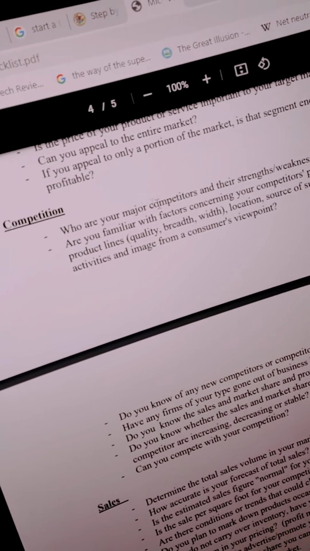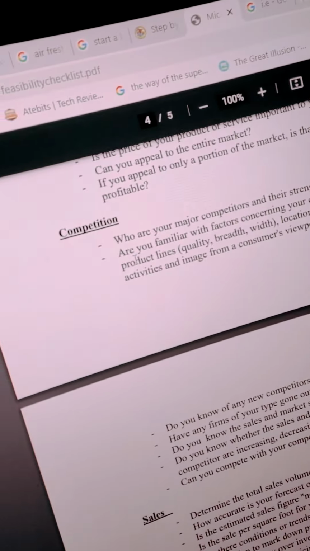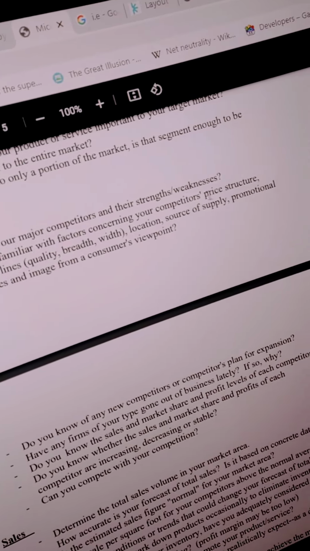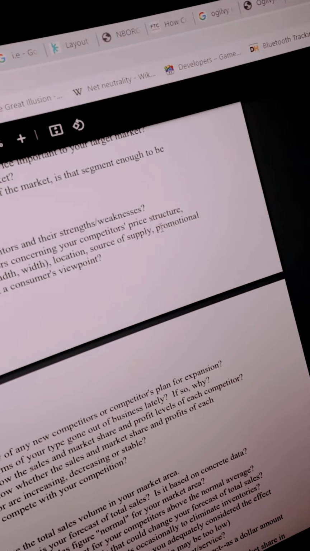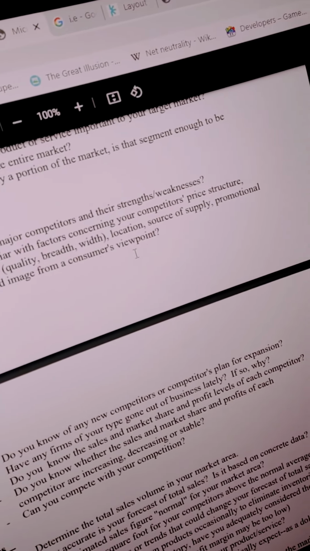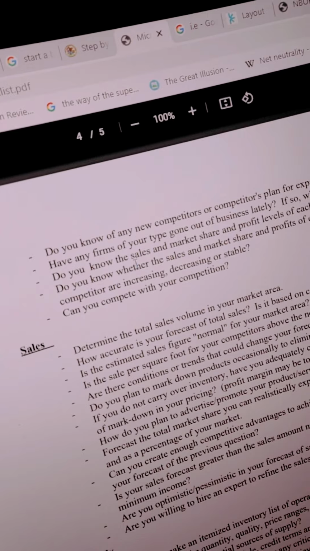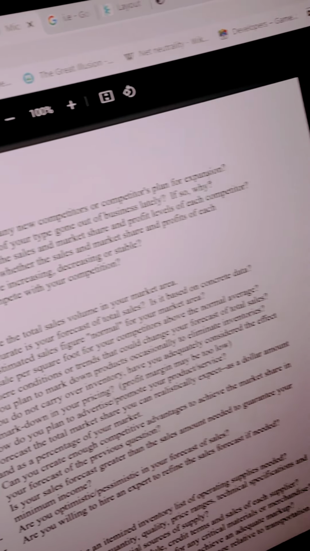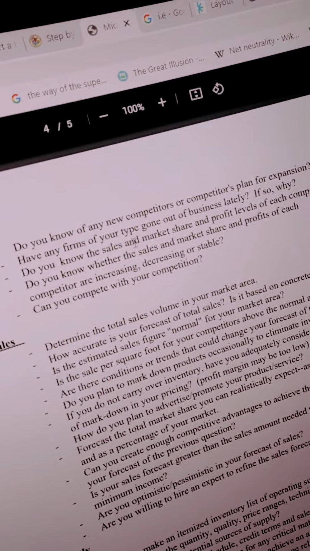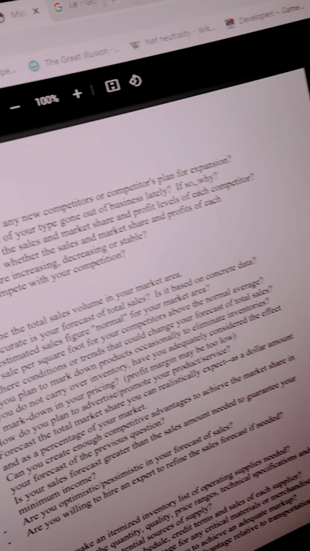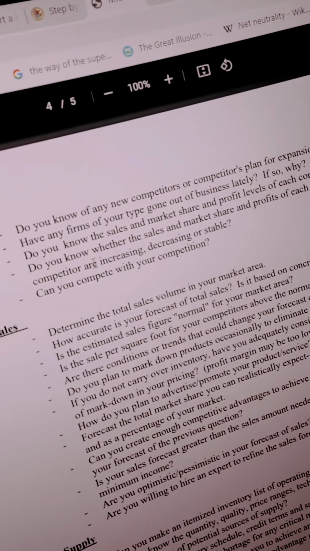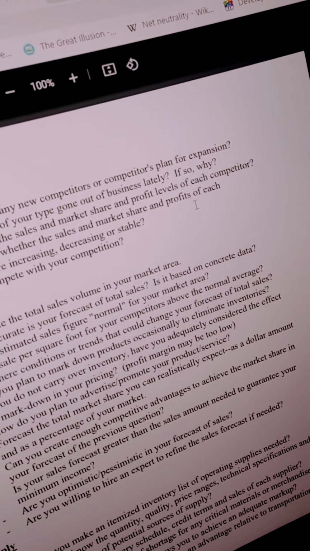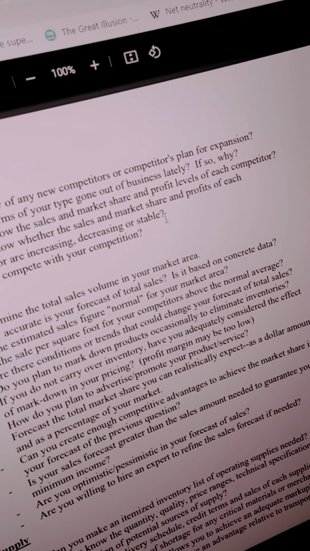Competition. Who are your major competitors and what are their strengths and weaknesses? Are you familiar with factors concerning your competitors' price structure, product lines, quality, breadth, width, location, source of supply, promotional activities, and image from a consumer's viewpoint? Do you know any new competitors or competitors' plans for expansion? Have any firms of your type gone out of business lately? If so, why? Do you know the sales, market share, and profit levels of each competitor? Are they increasing, decreasing, or stable? Can you compete with your competition?